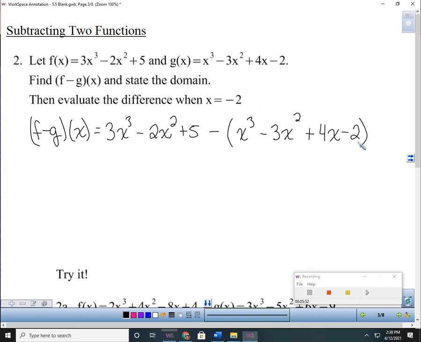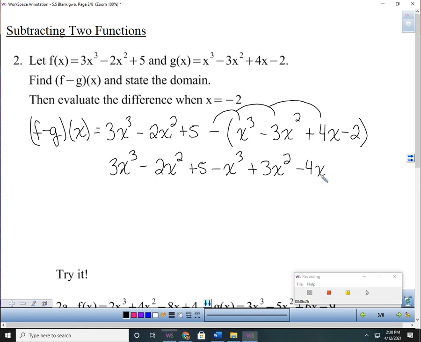Just a different notation. So when we subtract, we have to subtract every single term that comes behind that. So the front, it doesn't matter because that's in front of the minus sign. But now I have to distribute this negative. So negative 1 times x cubed is negative x cubed. Negative 1 times negative 3x squared is positive 3x squared. Negative 1 times 4x is negative 4x. And then negative 1 times negative 2 is positive 2.